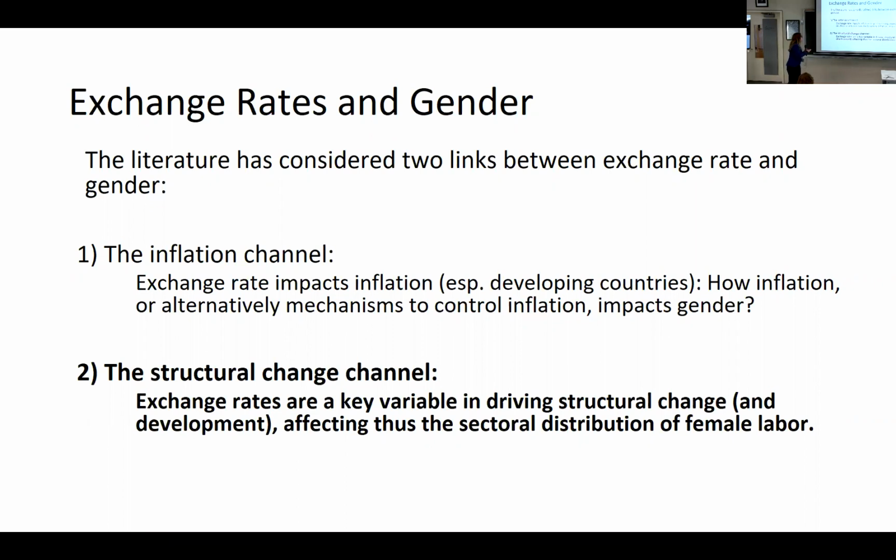So there's also the structural channel, which is the exchange rate as a key variable in driving structural change and development, which also affects the sectoral distribution of female labor. And the thing is, when we have changes in the exchange rate, especially in developing countries that need to import capital goods, that will increase the cost of production, and that will also affect the female labor force participation. There's a lot to be explored, and I think we learned that during the presentations in the morning, but what we are going to focus on here today is the structural change channel. We are going to look further at the labor market outcomes, and now Clara is going to talk a little bit more about that. Thank you.